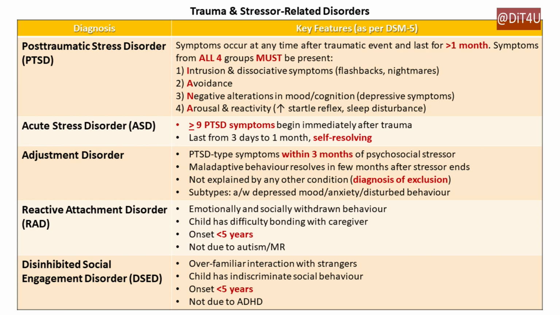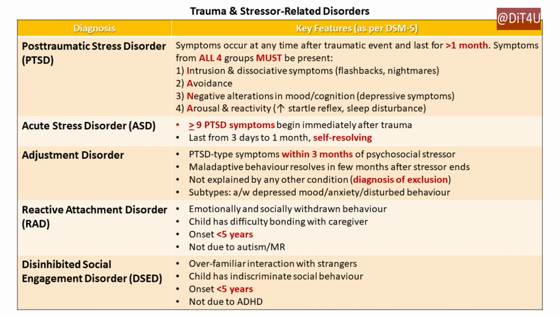Maladaptive behavior resolves within a few months after the stressor ends. So if the stressor goes away, adjustment disorder also goes away. If a retired person finds some part-time employment, for example, the adjustment disorder he was facing also goes away. Not explained by any other condition. So this is a diagnosis of exclusion. Exclude all other conditions such as depression, anxiety, PTSD, ASD. Rule out all those things before you make a diagnosis of adjustment disorder.